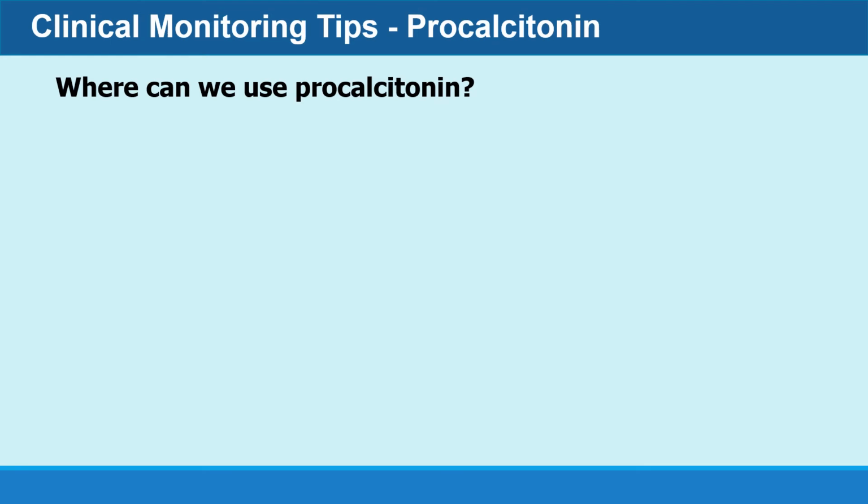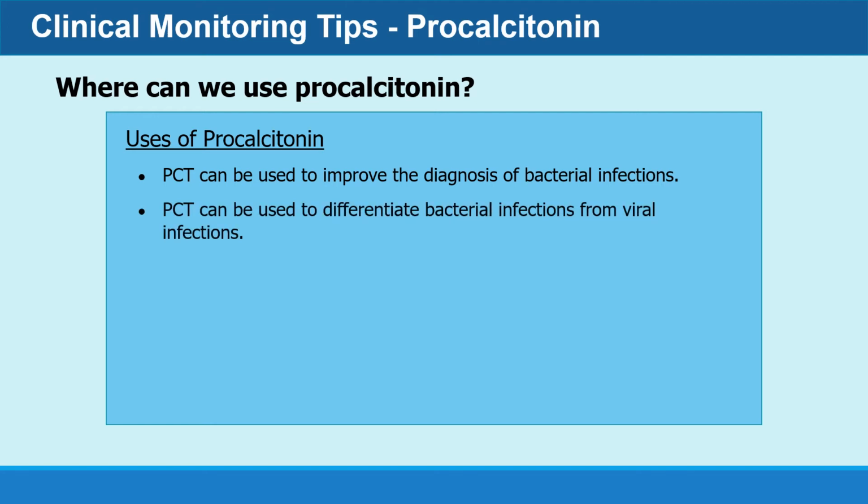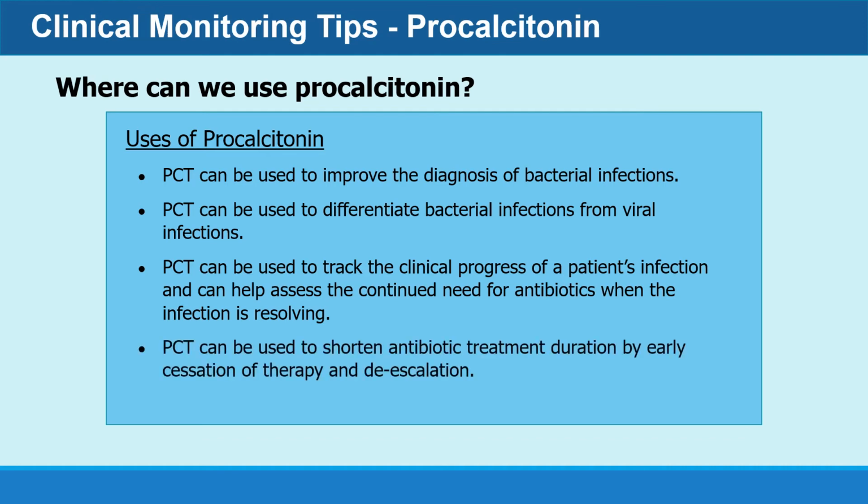So where can we use procalcitonin? We can use it to improve the diagnosis of bacterial infections and use it to differentiate between bacterial infections and viral infections. Procalcitonin can also help us track the clinical progress of a patient's infection and can help assess the continued need for antibiotics when the infection is resolving. It can be used to shorten antibiotic treatment duration by early cessation of therapy and de-escalation.